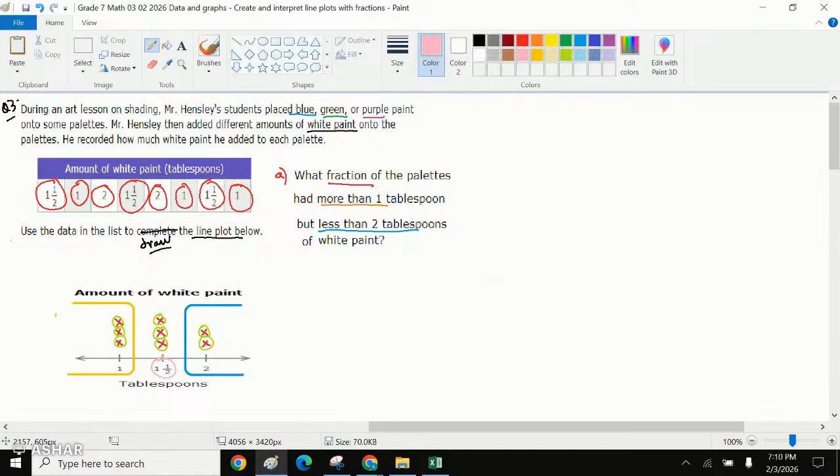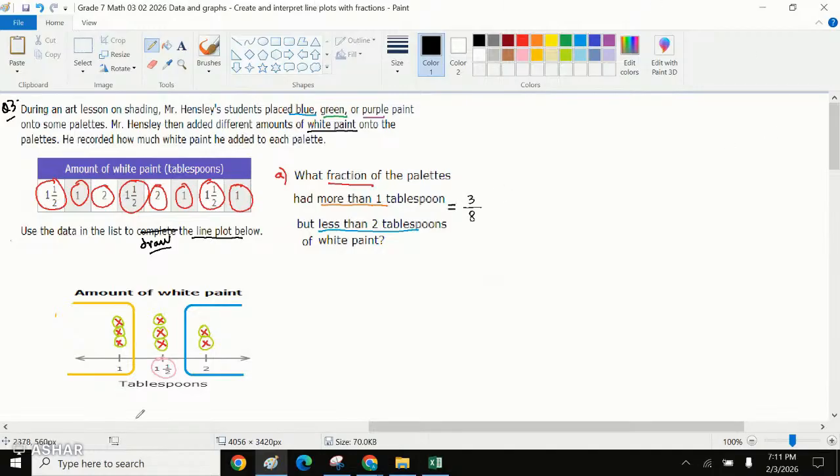So how many palettes were there at 1.5? There were a total of 3 palettes. And what is the total number of palettes? That was 8. So there were 3 out of the 8 palettes which used more than 1 tablespoon but less than 2 tablespoons, because they're asking for fractions. Do we agree on this, Ethan? So we can say this comes out to be 3 upon 8.